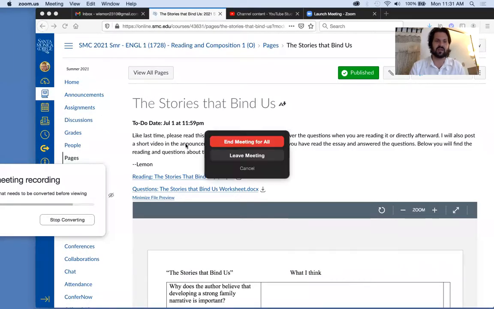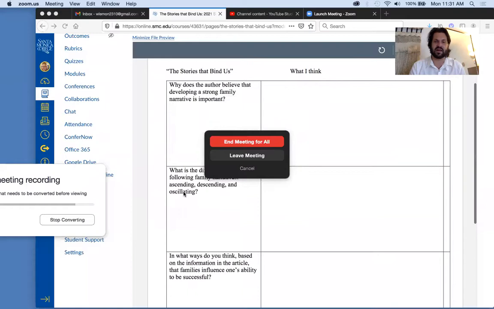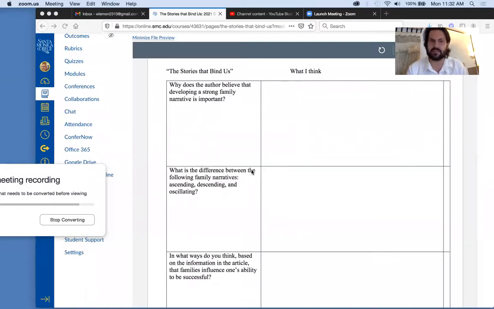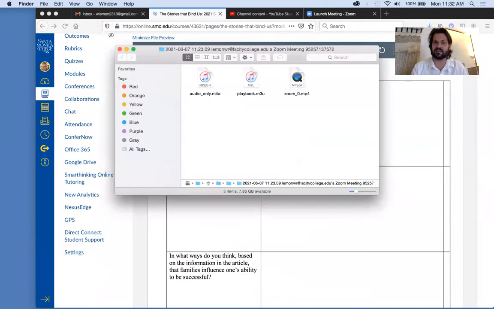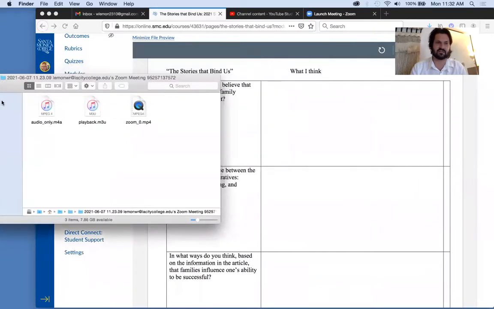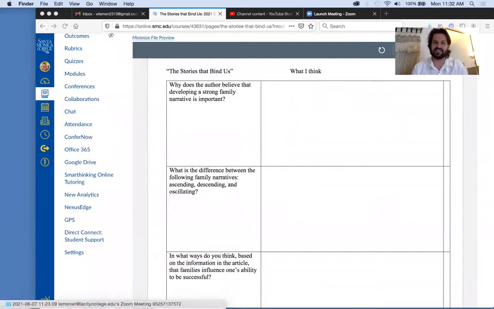In this one, I think the main concept I would look at are the ascending, descending, and oscillating family narratives. I think that's going to be really useful for you to understand the key things about this reading. Sorry, this just got done downloading. So let's talk about what those are.